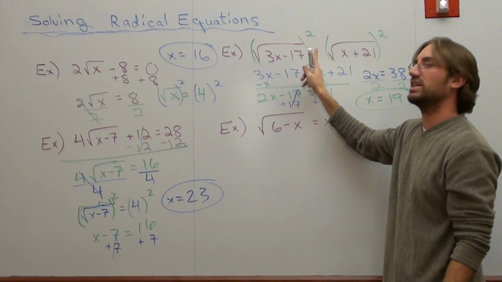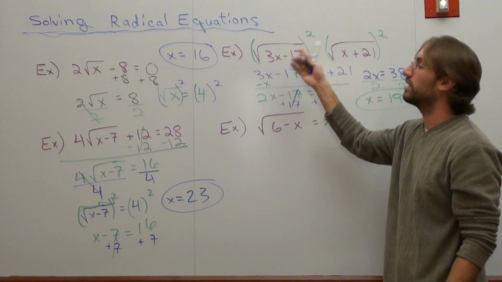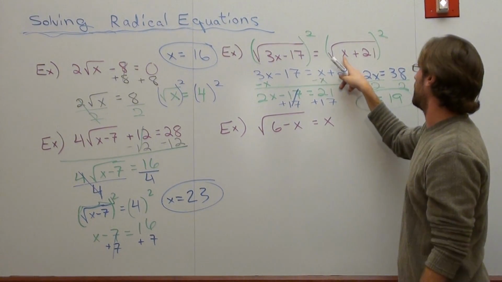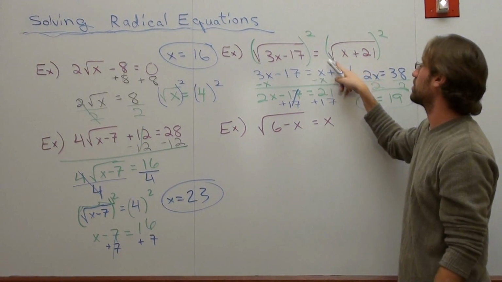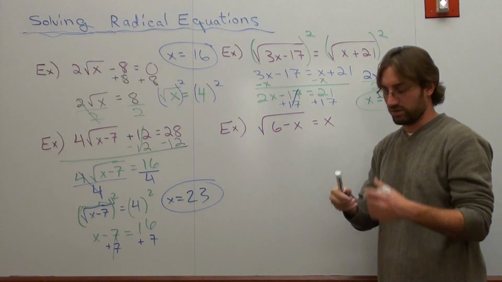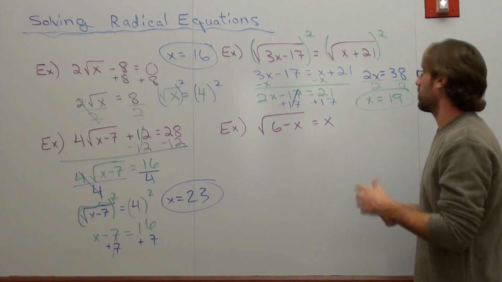57 subtract 17 is 40, square root of 40. I don't know what that is. 19 plus 21 is 40, square root of 40. Square root of 40 does equal square root of 40. Done. So those solutions work.